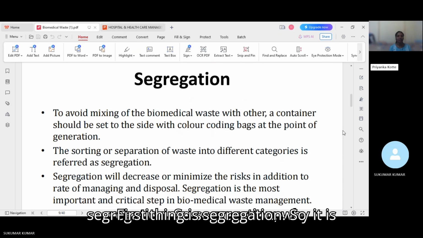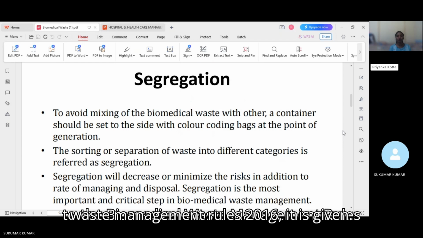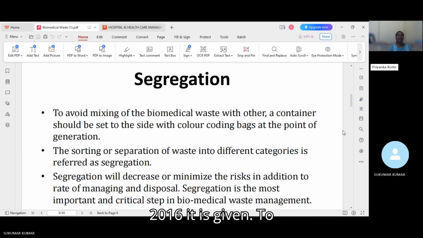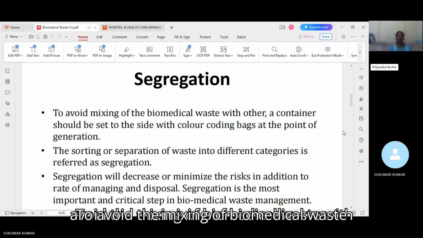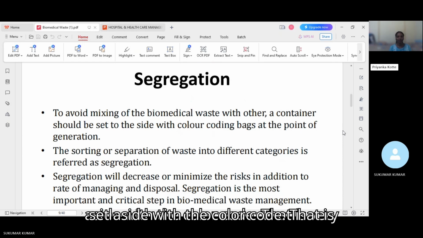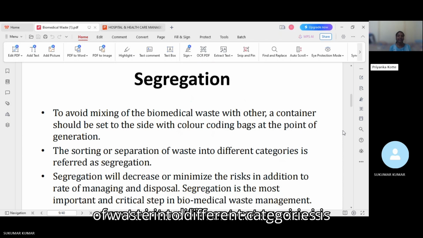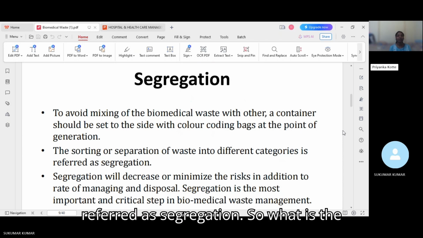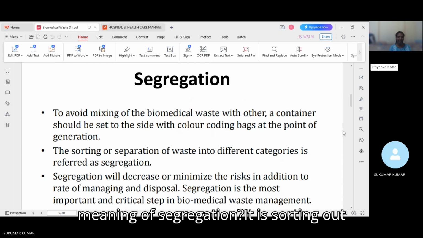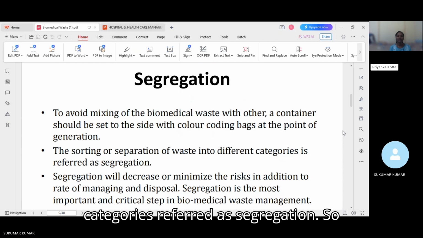First thing is segregation. Why is it important? As it is the first step according to the Biomedical Waste Management Rules 2016, it is given to avoid the mixing of biomedical waste with other waste. A container should be used or set aside with the color code. That is very important. So what is the meaning of segregation? The sorting or separation of waste into different categories is referred to as segregation.